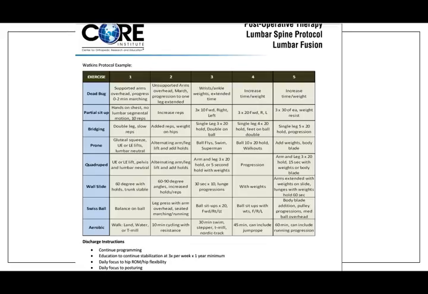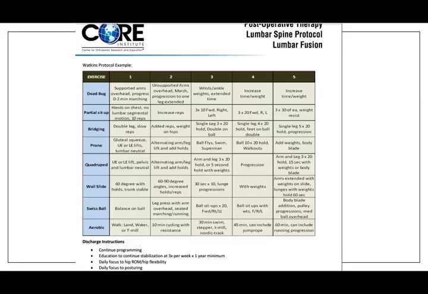As far as discharging these patients, you want to continue programming for them, so give them an updated home exercise program when you think they're ready to move on to gym-based activities. You want to educate them to continue stabilization exercises at least 3 times per week for at least a year from surgical date out. And you want to do daily focus on hip range of motion, hip flexibility, and posturing.